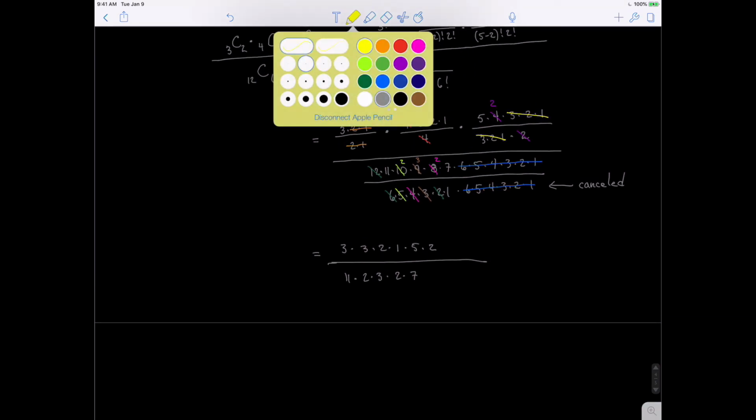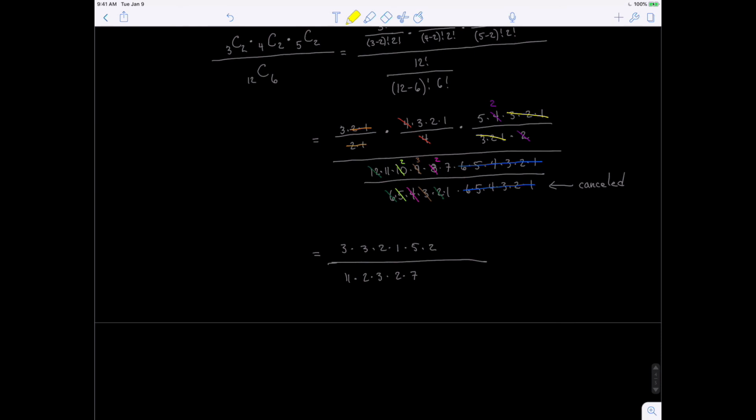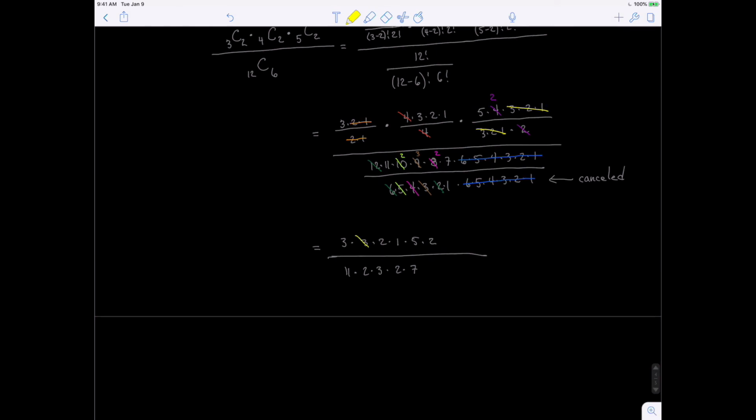Right off the bat, here is a 3 and a 2 and a 2, and here is a 3 and a 2 and a 2. I think that's it. If we multiply those back together, I have a 3 times 5 left in my numerator times the 1, but that doesn't change anything, and 11 times 7 in the denominator, and there it is: 15 divided by 77.